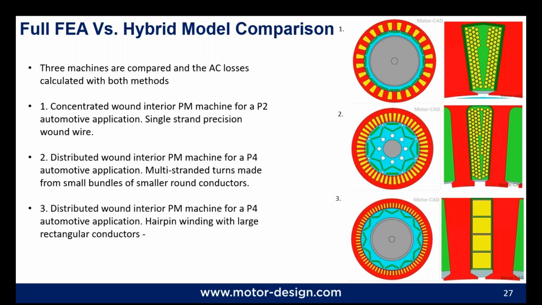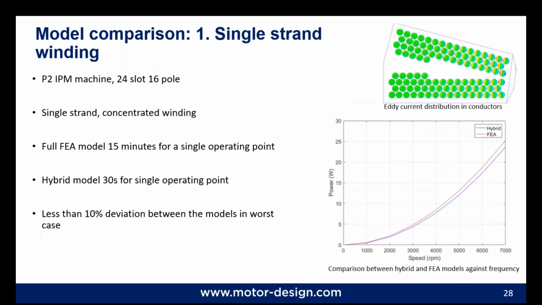And then the third type of machine we're going to look at is a hairpin wound machine with large rectangular conductors. These are very well known to have problems with AC loss, and it's really important to account for the AC losses when you're analysing and calculating performance for these types of machines.